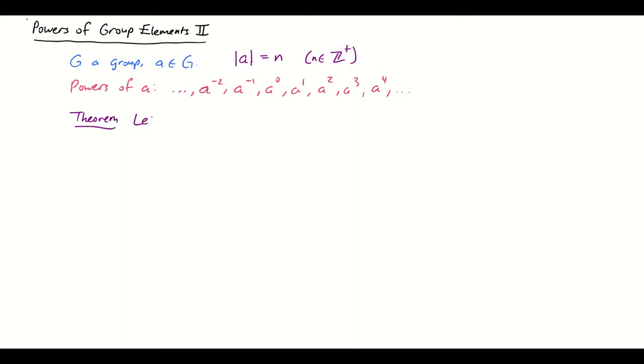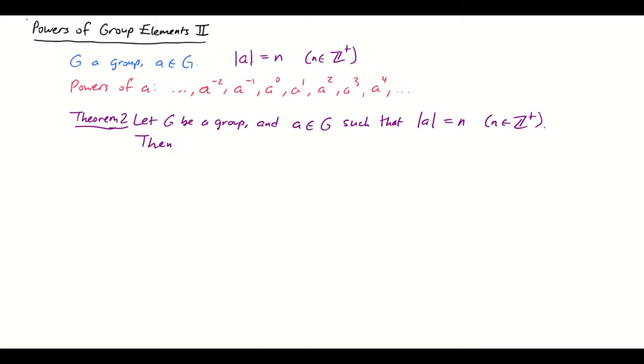Let's let G be a group, and A an element of G, such that the order of A is n, where n is a positive integer. Okay, then, I think we're calling this theorem 2. I think the one in the last video is theorem 1. Anyway, then, for integers i and j, we have a to the i equals a to the j, if and only if.